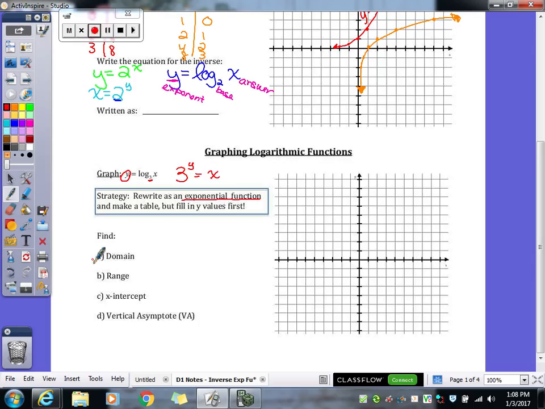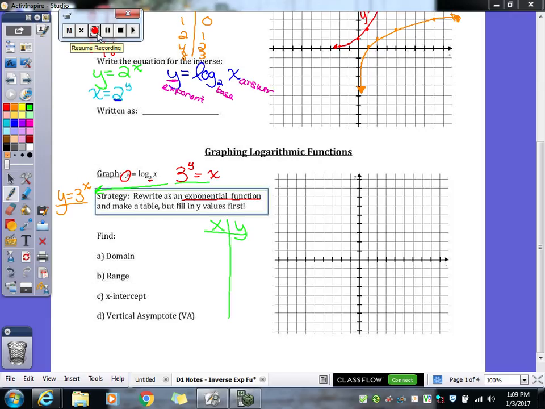But we can't type that into the calculator. What we can type into the calculator is its inverse. We can type in y equals 3 to the x. So let's have you go ahead and do that. Go to your y equals, type in your 3 to the x. We can't graph this, so we have to type the inverse into the calculator.